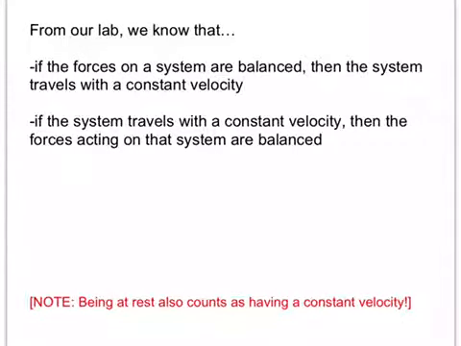So from our lab, we know that if forces acting on a system are balanced, then the system travels with a constant velocity. The vice versa also works. If the system travels with a constant velocity, then the forces acting on that system are balanced. Note that being at rest also counts as having a constant velocity. Objects at rest have a velocity of 0, so if you remain at rest, you do have a constant velocity, so keep that in mind as well.